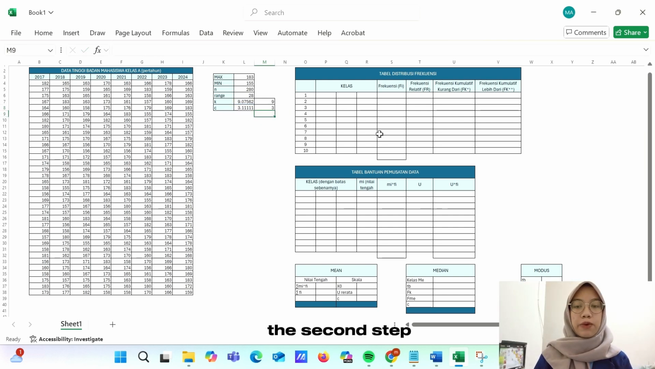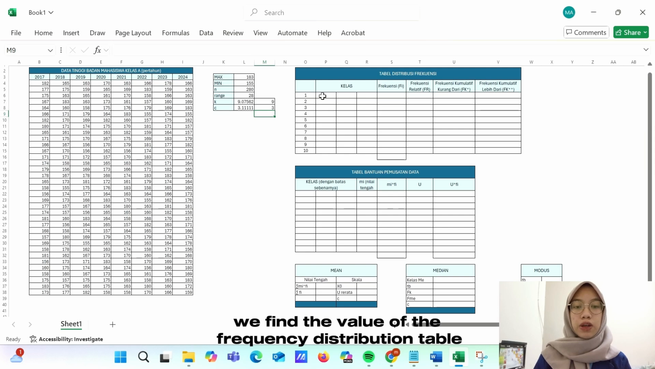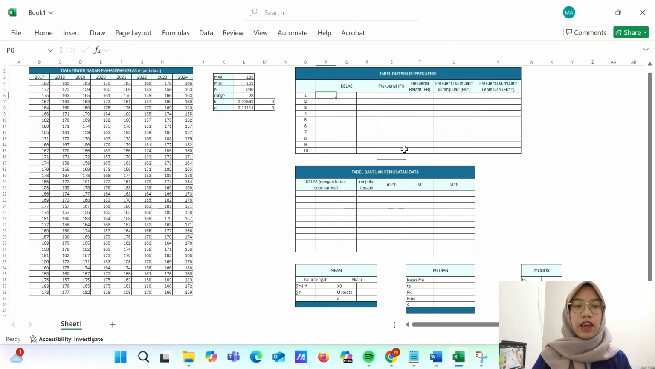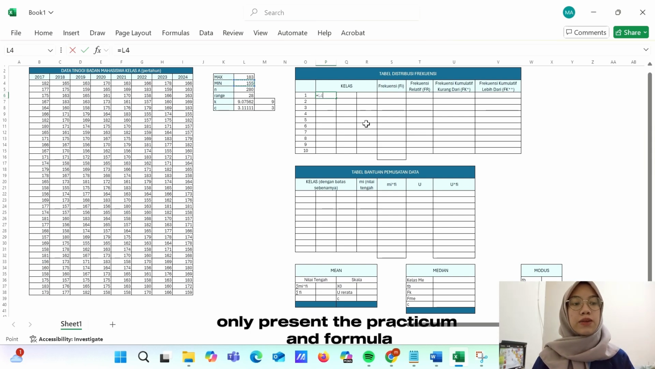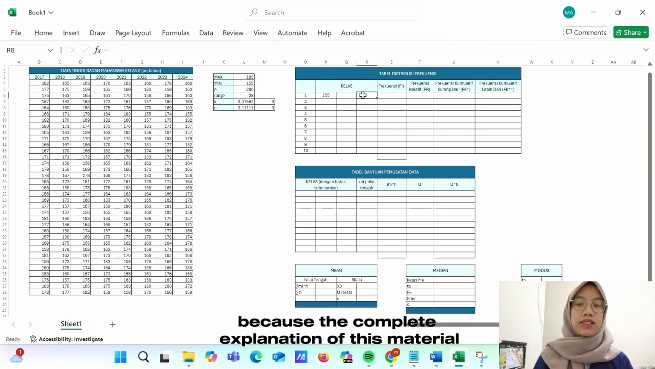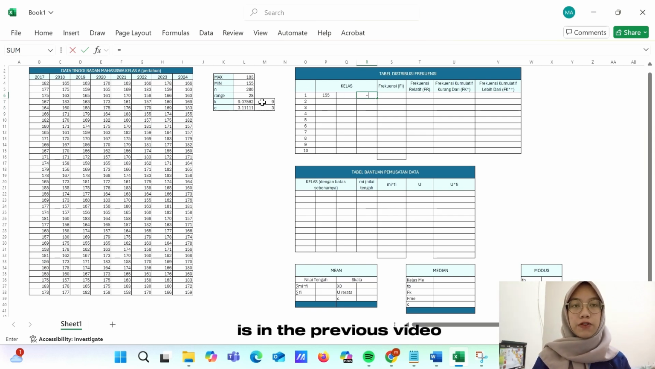The second step, we find the values of the frequency distribution table. Here, I will not explain in detail, only present the practicum and formula, because the complete explanation of this material is in the previous video.